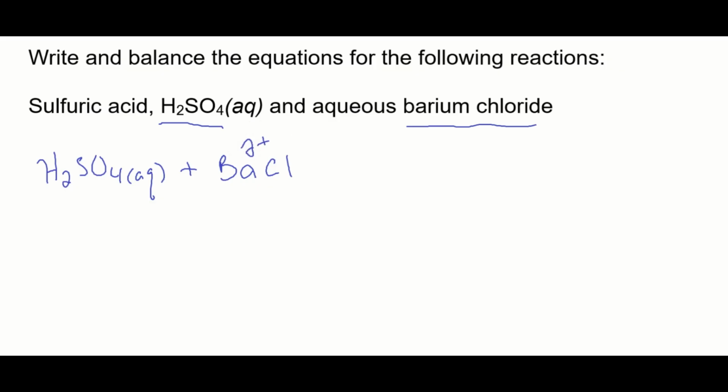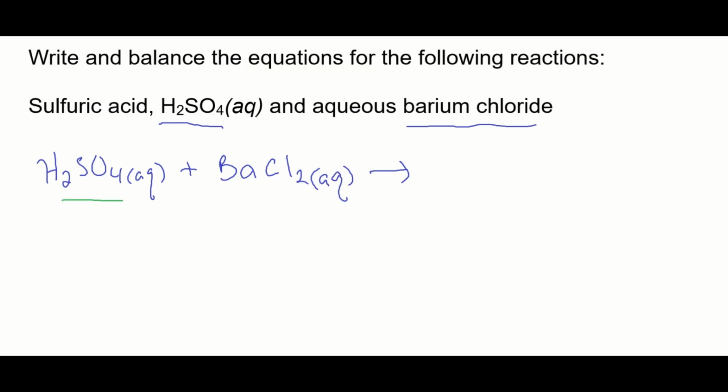So barium, being in group 2, will lose 2 electrons and become 2 positive, and chlorine, being in group 17, will gain 1 electron and become a 1 negative anion. You can crisscross these numbers to the subscript of the other element to get the ratios in the formula. So the formula for barium chloride is BaCl2.